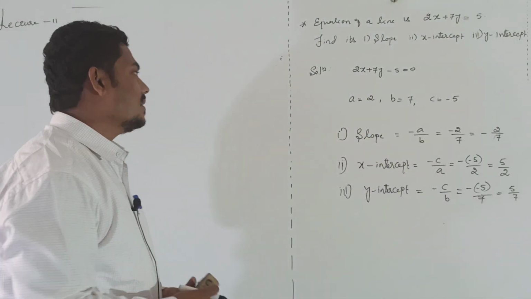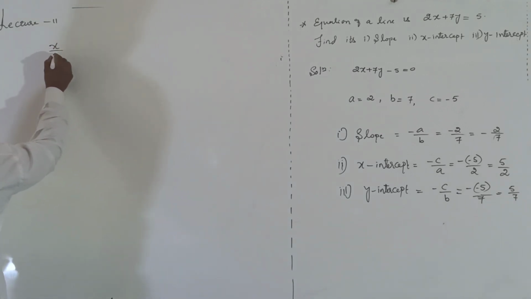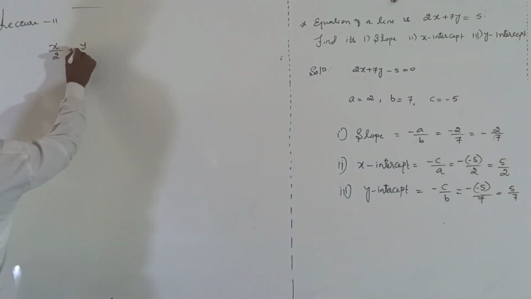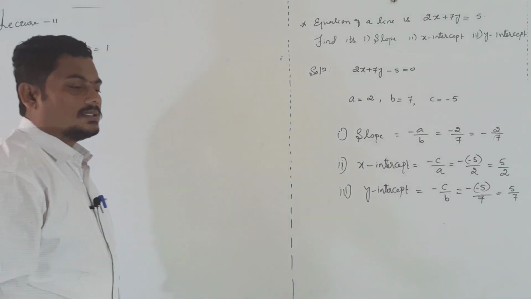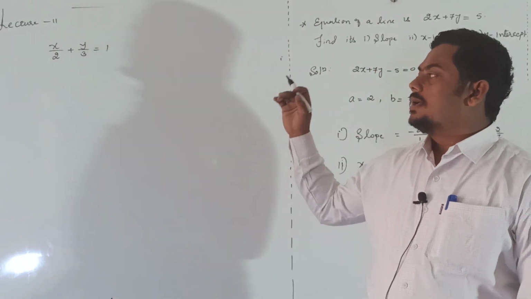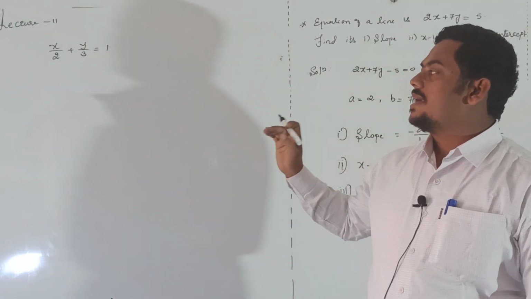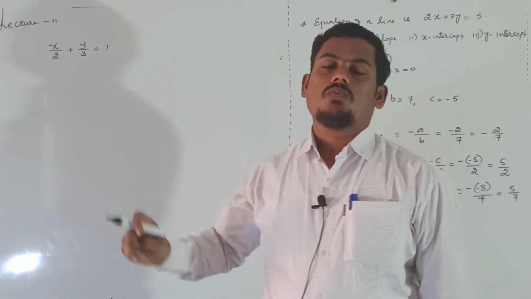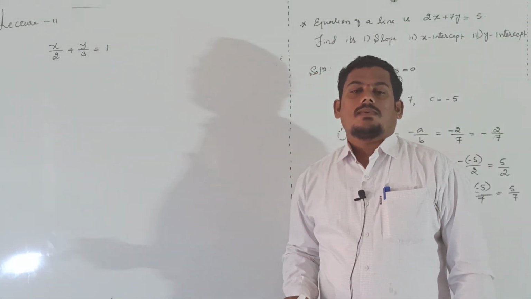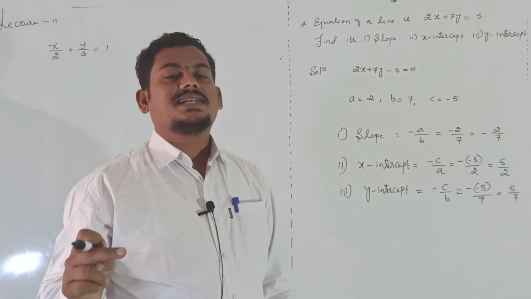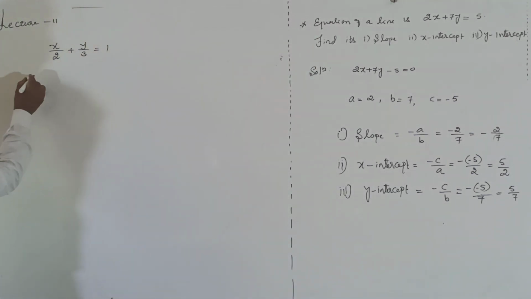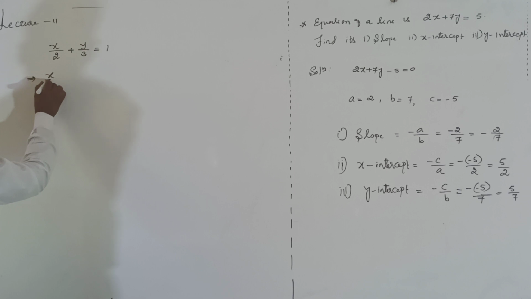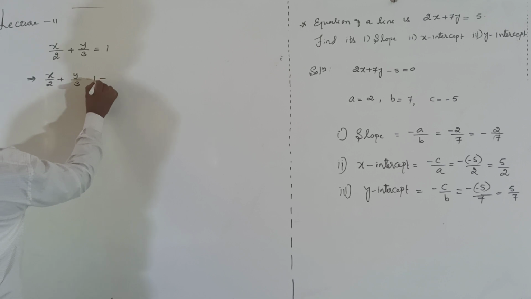Next, the equation of a line is x divided by 2 plus y divided by 3 is equal to 1. Find its slope, x-intercept and y-intercept. First write this equation in the form of ax plus by plus c, right? X divided by 2 plus y divided by 3 minus 1 equal to 0.